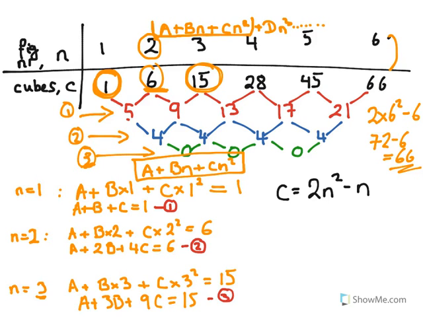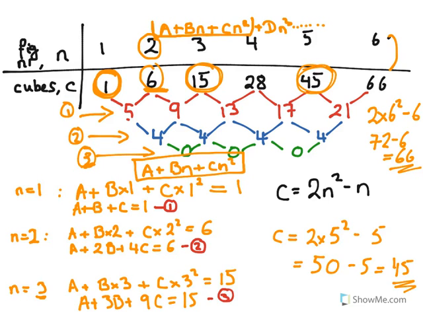Let's try it again for n equals 5. The number of cubes for n equals 5 should be 2 times 5 squared minus 5. 5 squared is 25, 2 lots of that would be 50. 50 minus 5 would give us 45, which is the number that we do have. For n equals 5, we have 45 cubes. So we've proved as well that our formula actually works.